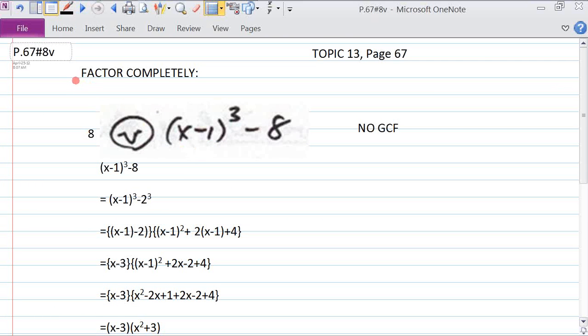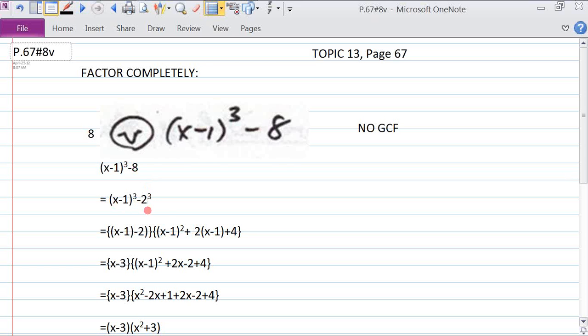Now, 8V, we have to factor this completely, and we've got x minus 1 cubed minus 8. There's no greatest common factor. Now I'm going to rewrite this as x minus 1 cubed, I'm not changing that, minus 8. I'm going to put 2 cubed instead of 8. That's the only thing. Restate the problem.